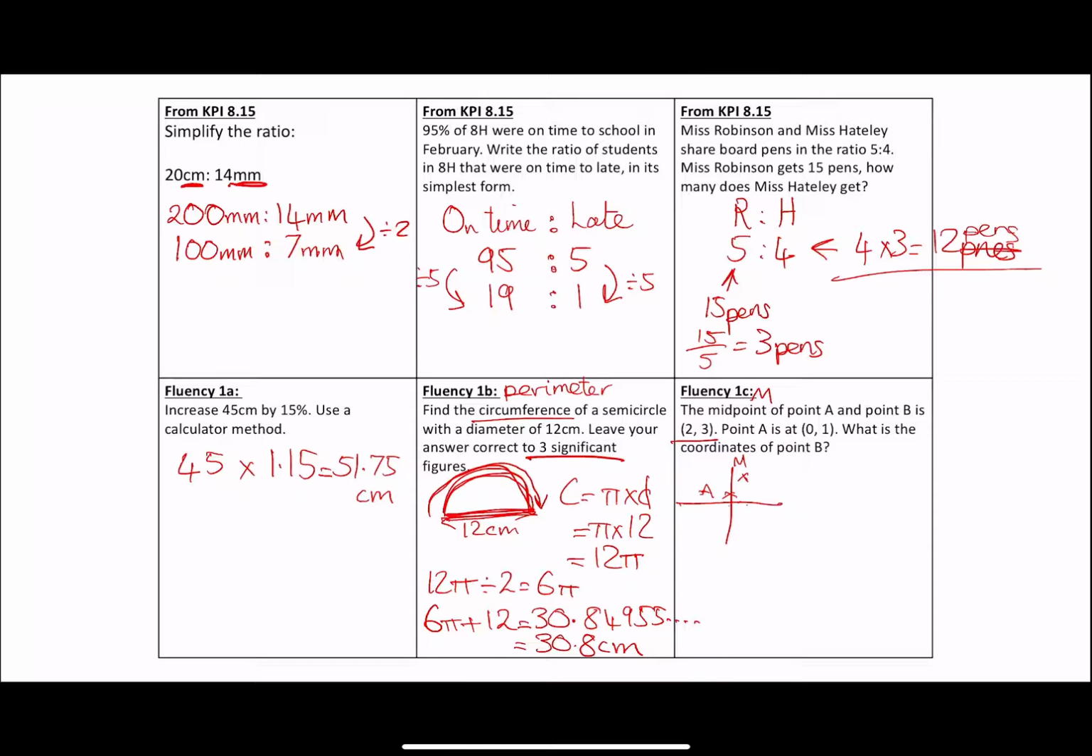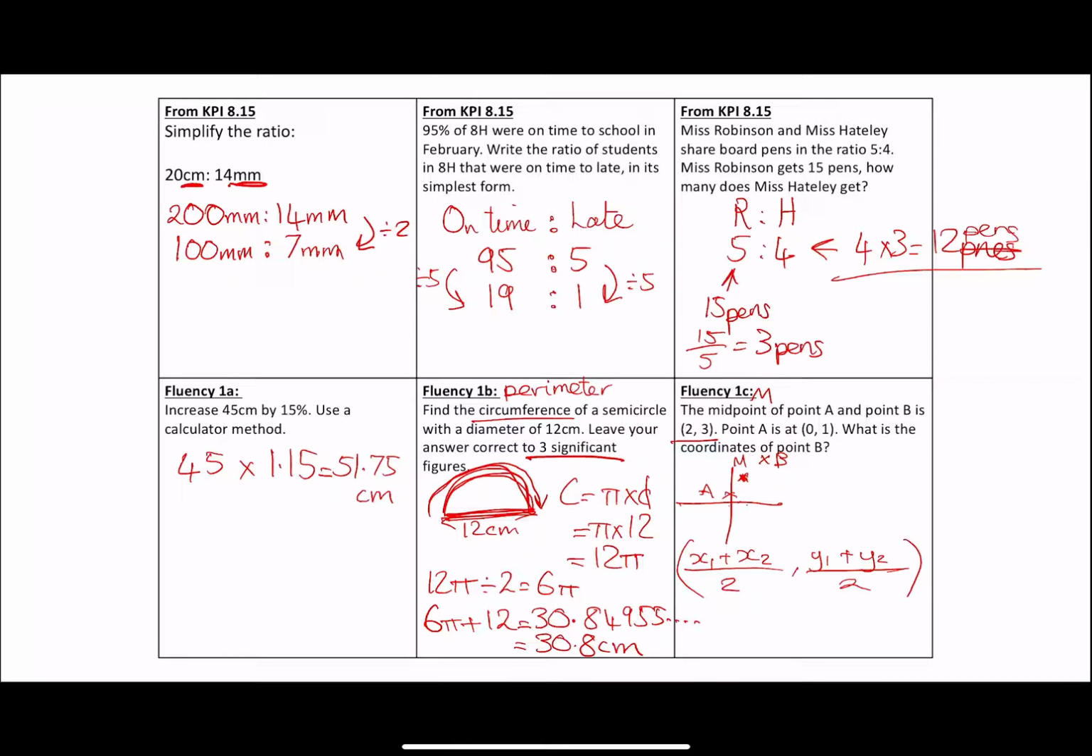So what are the coordinates of B? Well, if that's in the middle of the 2, B is going to be somewhere over here. But I need to work out what that coordinate is. Now, we learnt a formula for doing this. We said that the coordinates are always the x1 plus x2 over 2, and then y1 plus y2 over 2.